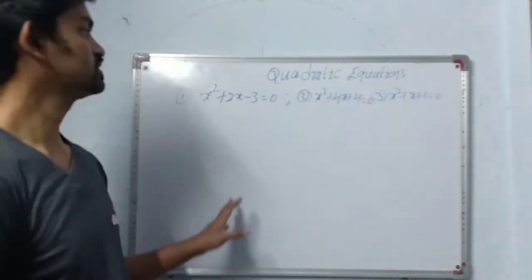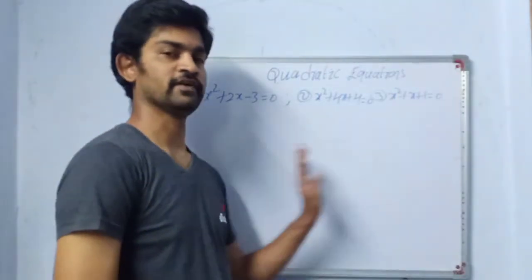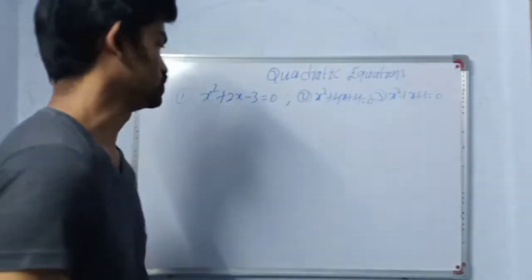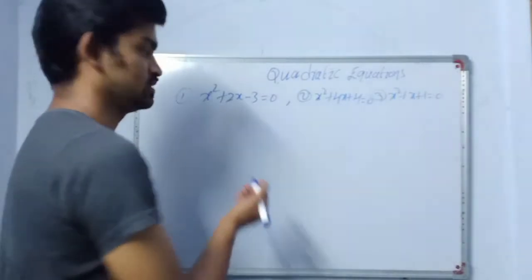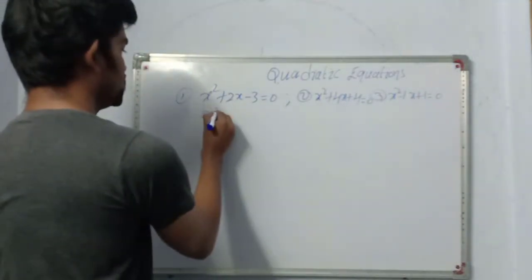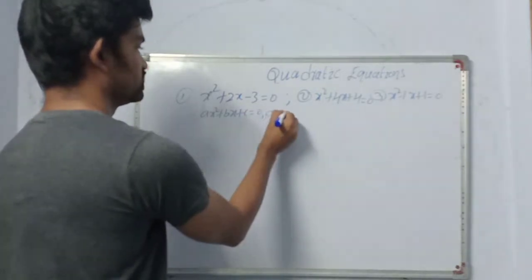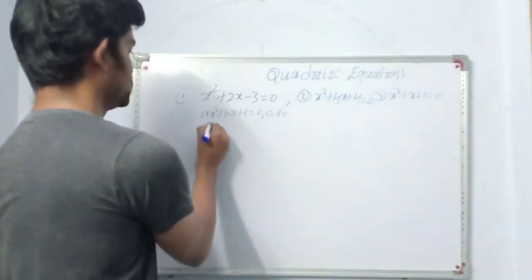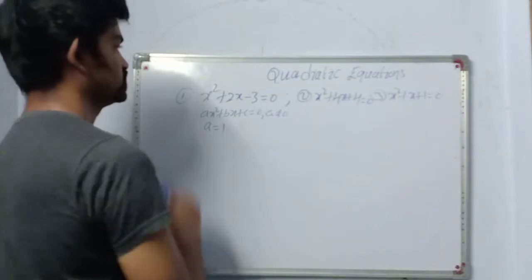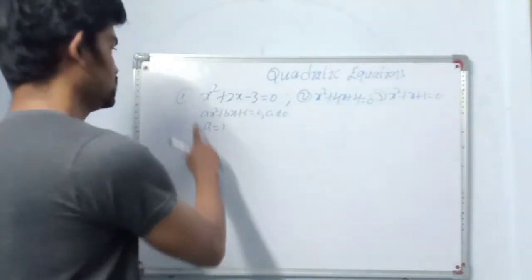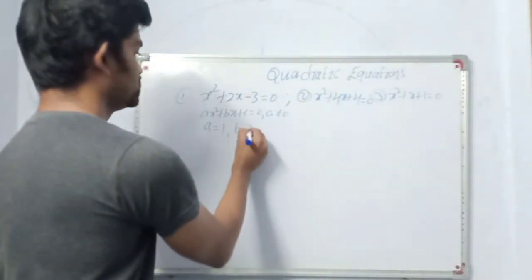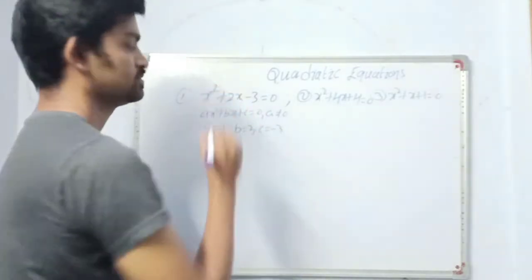So I have written three quadratic equations. We'll find what is the nature of roots. First, compare with the standard form ax square plus bx plus c equals 0, where a not equal to 0. So I'll write the values. A value here is how much? 1, it is a monic quadratic equation. A value is 1, b is 2, c value is minus 3.